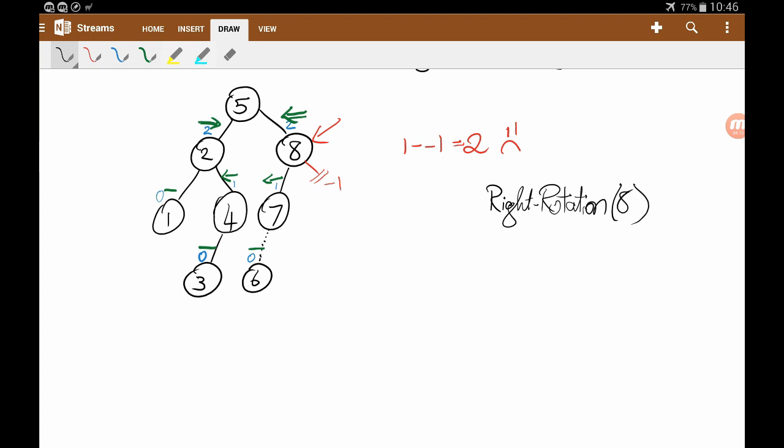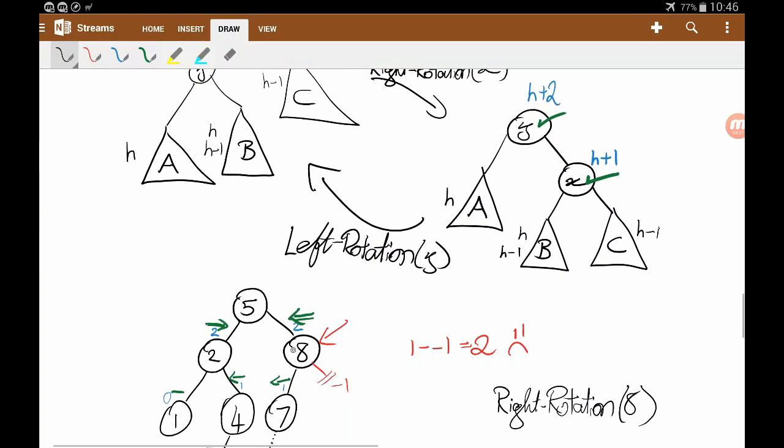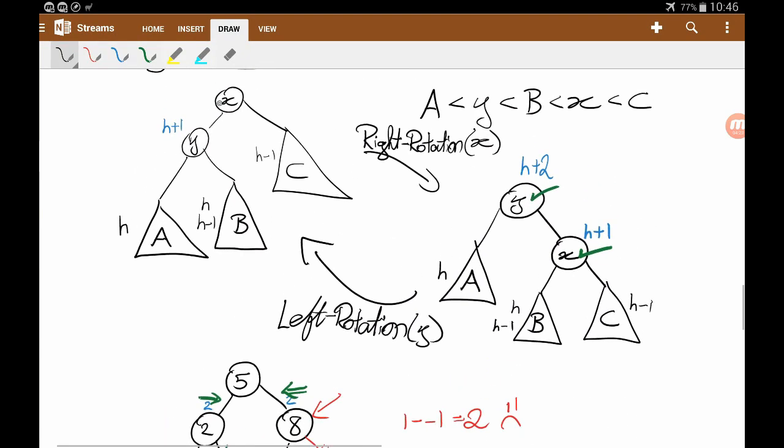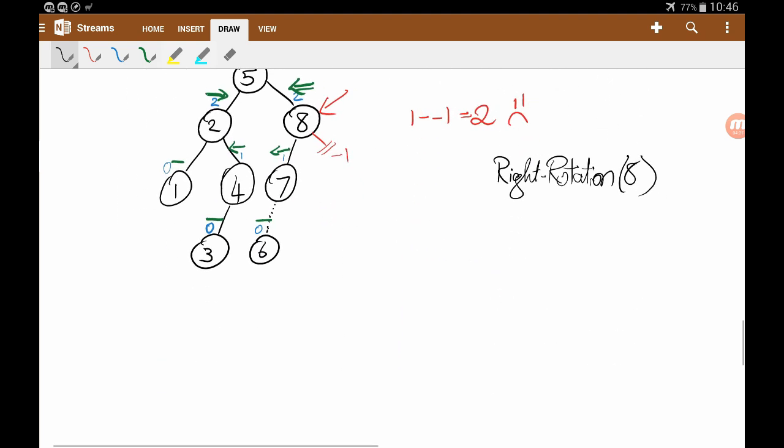And so we say, as we did before, we see that we have 8 and 7, and we need to do the rotation so that 7 becomes the root. So we say the rest of the tree will stay exactly the same as it was before.